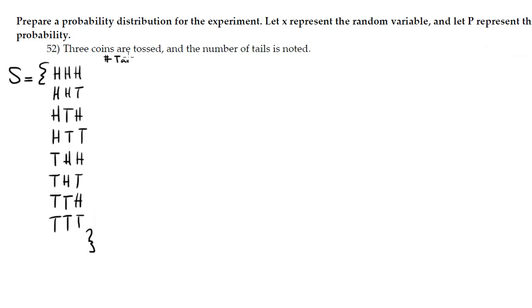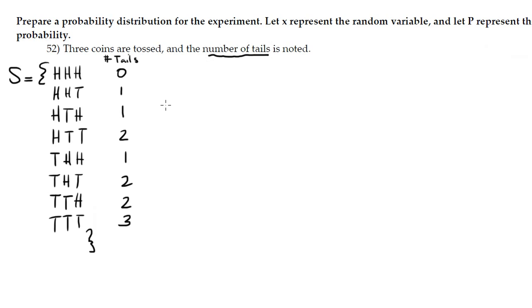The number of tails. Here I have 0 tails. Here I have 1 tail. Here I have 1 tail. Here I have 2 tails. Here's 1, 2, 2, and 3. So I've recorded the number of tails, which is what I was asked to note here.